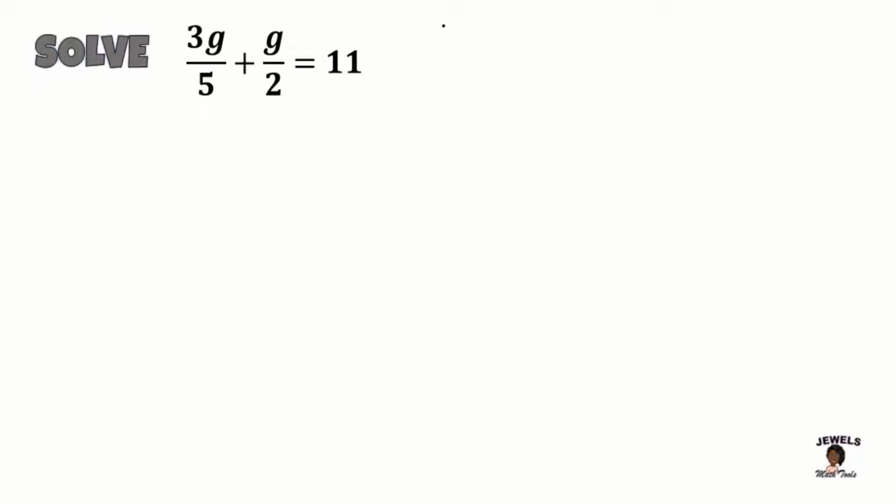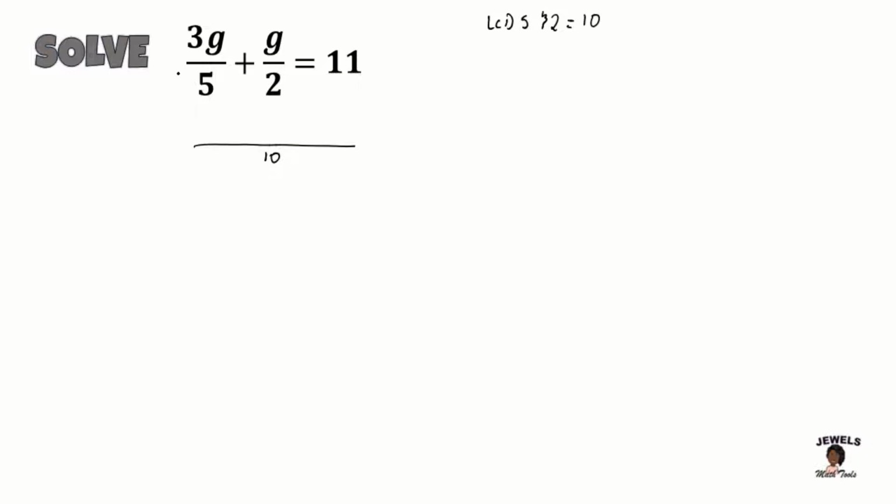In our question today, we're going to begin by first finding our LCD for 5 and 2. And in looking at our multiples of 5 and 2, we know that the lowest common multiple they have in common is 10. So we're going to change our fractions to a denominator where all of our fractions have a denominator of 10. So let's start with our first fraction.